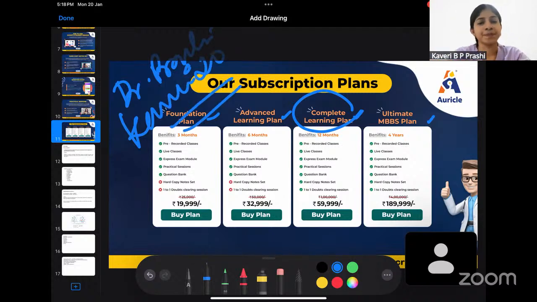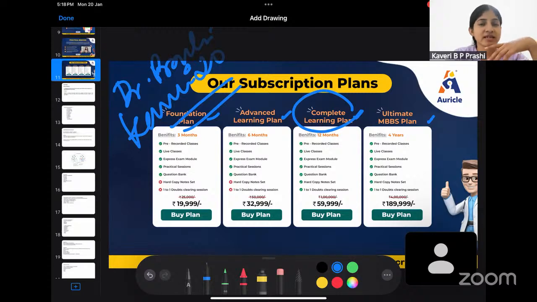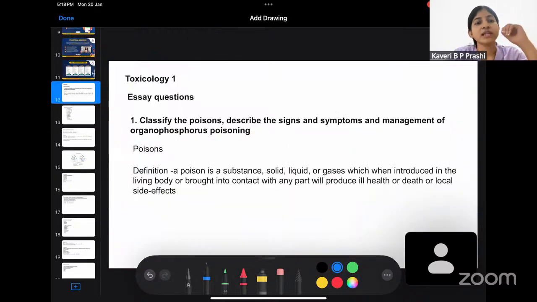Now, diving into the subject per se, as I told you, we'll be discussing toxicology. So the number 1 long essay that we'll be discussing today is: classify the poisons, describe the signs and symptoms, and management of organophosphorus poisoning.